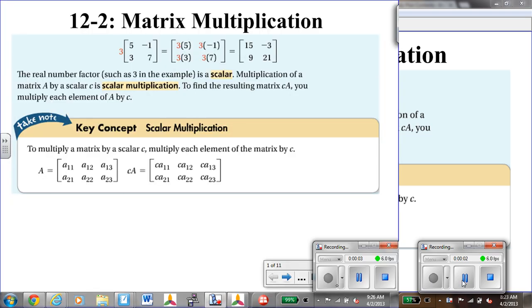Alright, today we're going to talk about matrix multiplication. You're going to need to know a few things about it. I'll try to make it as simple as possible. It's not all that complicated.